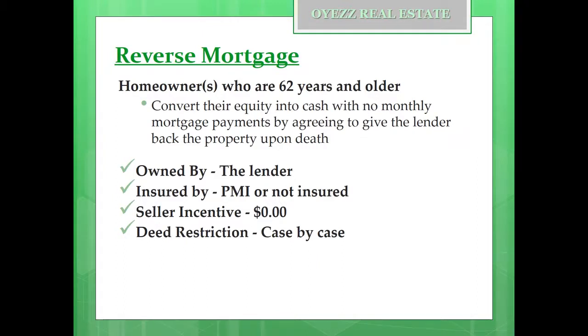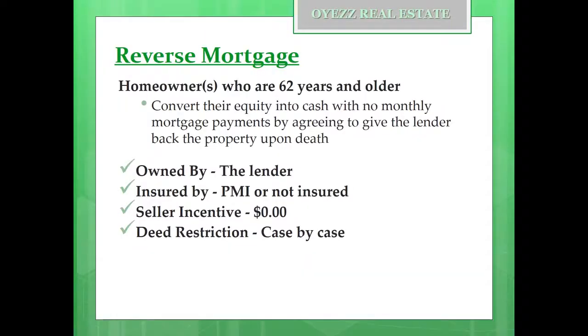For seller incentive, they're not going to get anything. Typically, one, because a homeowner may be deceased, and two, they agreed to give back the property. That's the agreement. The bank's not going to give them money on top of their agreement. Deed restrictions for reverse mortgages are case by case. It really depends on the lender. I've seen Chase issue a deed restriction, and then I've seen Wells Fargo not issue one. So again, if you have a buyer who is an LLC or an investor company, you just need to make sure that they're aware there could be a deed restriction with dealing with this type of loan.